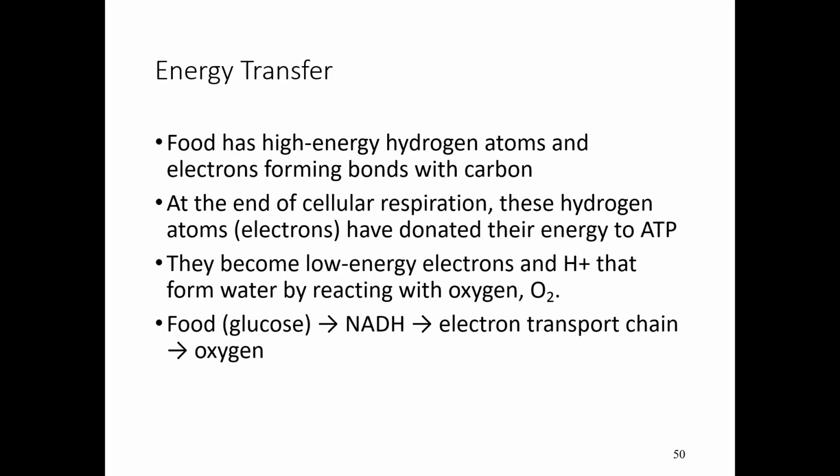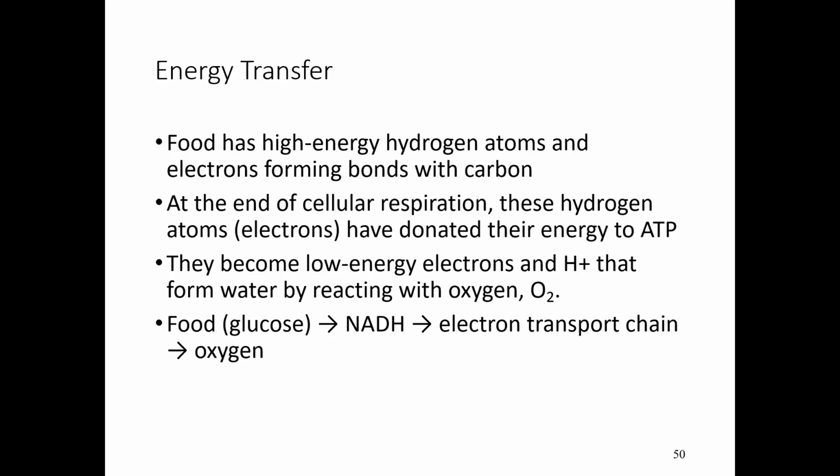That potential energy from the hydrogens and the electrons is given to ATP. Now the hydrogens are low energy, the electrons are low energy, and they're looking for a home, and they find it in oxygen.